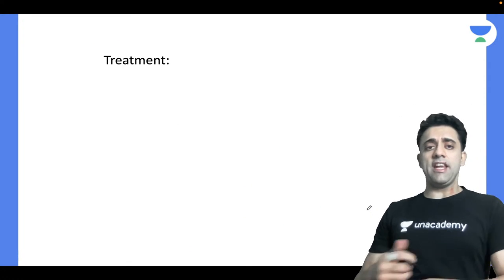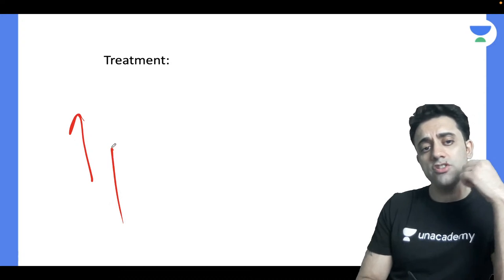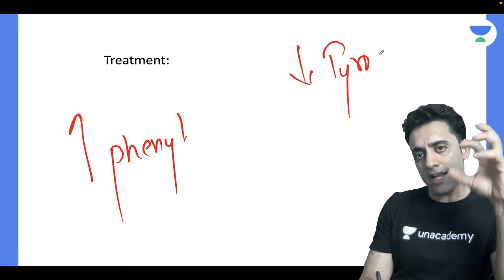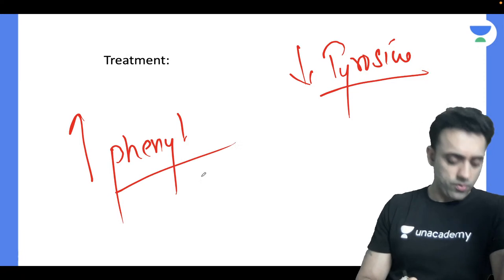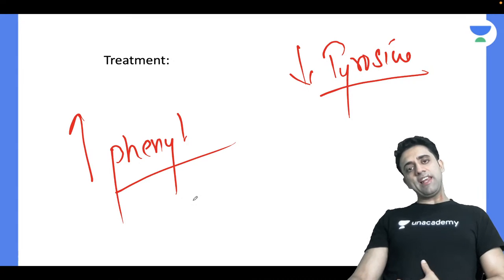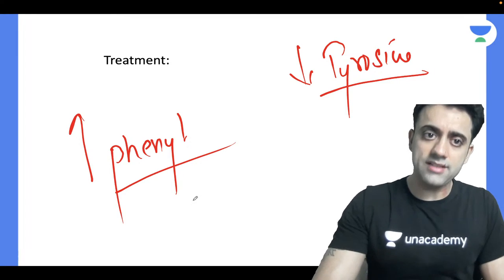Okay, what's the treatment? Anyone, what's the treatment? When there is so much phenylalanine in my body and so much of the other metabolites in my body, how do you want to treat it? I think everyone can tell. Will you decrease my phenylalanine diet or not? The answer is yes.